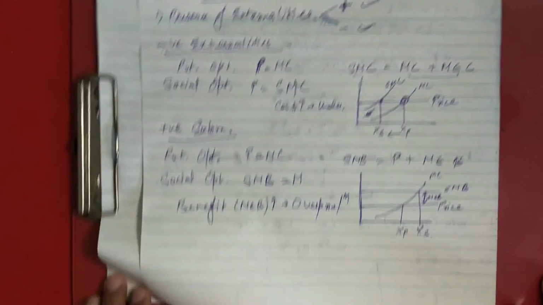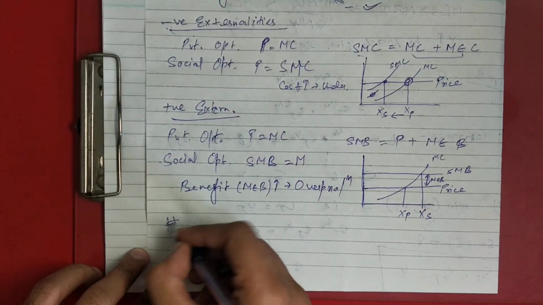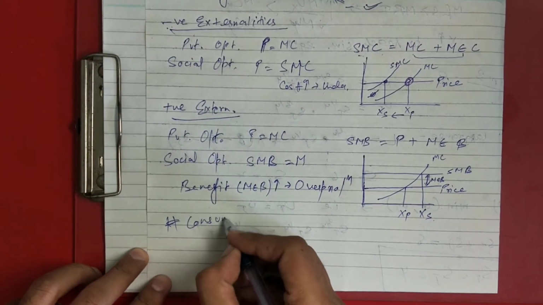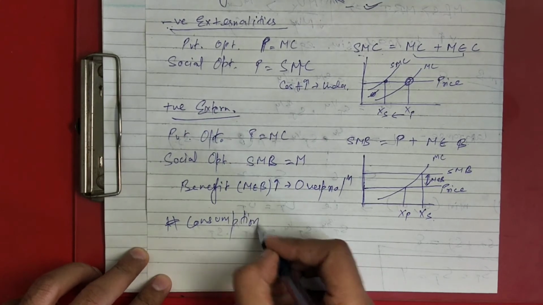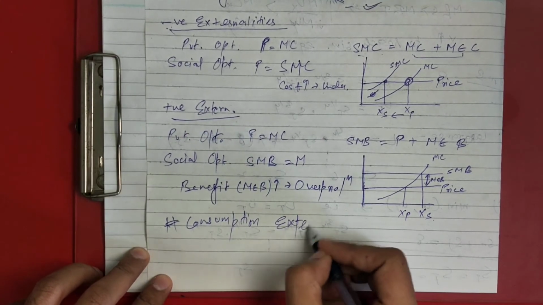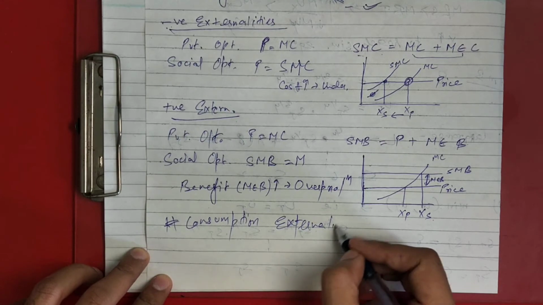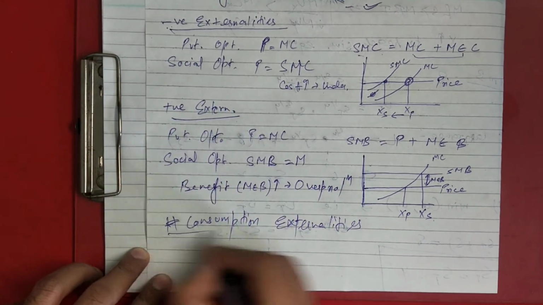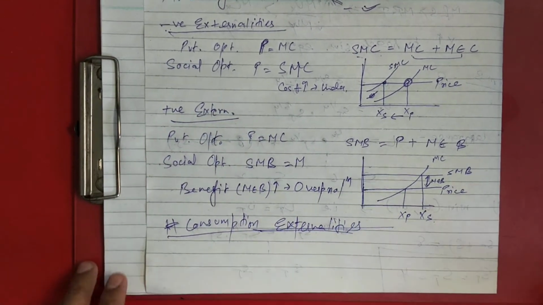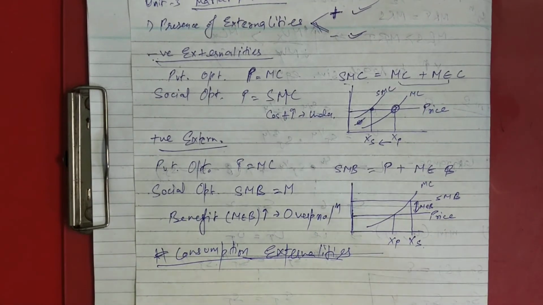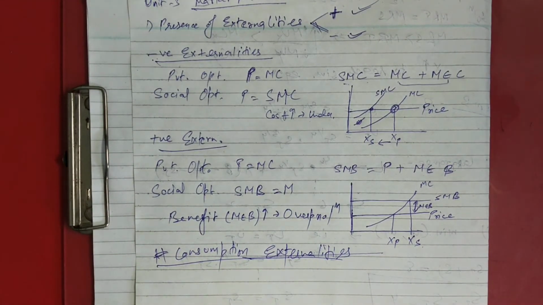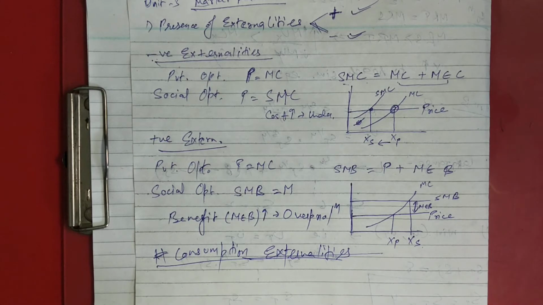Now we will see from the point of view of consumption. So we will start off with consumption externality. Okay, so now we will start with what consumption externality is, and we will show this in an Edgeworth box.